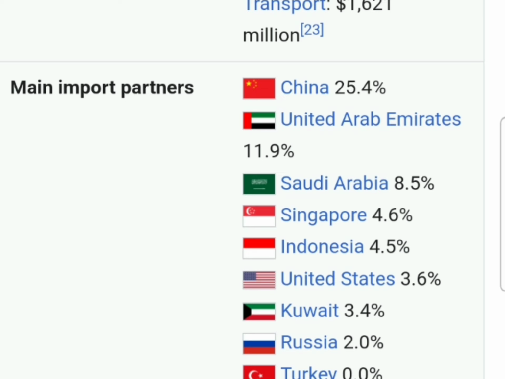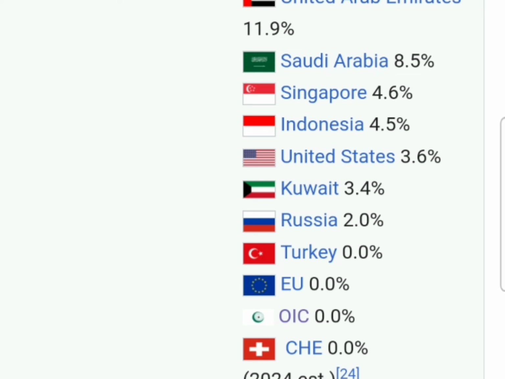We are importing from UAE, which is 11.9%. The third import partner is Saudi Arabia with 8.4%, Singapore with 4.6%, Indonesia with 4.5%, UK 3.6%, Kuwait 3.4%, Russia 2%, Turkey.